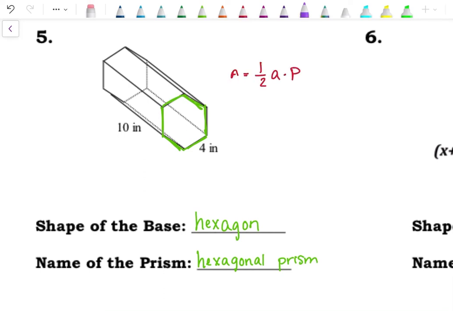Now, perimeter is going to be pretty easy on this because all I need to do is add up all my sides. So all of the sides are the same. They're all 4. So perimeter is going to be 4 times 6, which is 24. And that'll come in handy for our surface area formula also. But the apothem we don't know, so I need to figure that out.